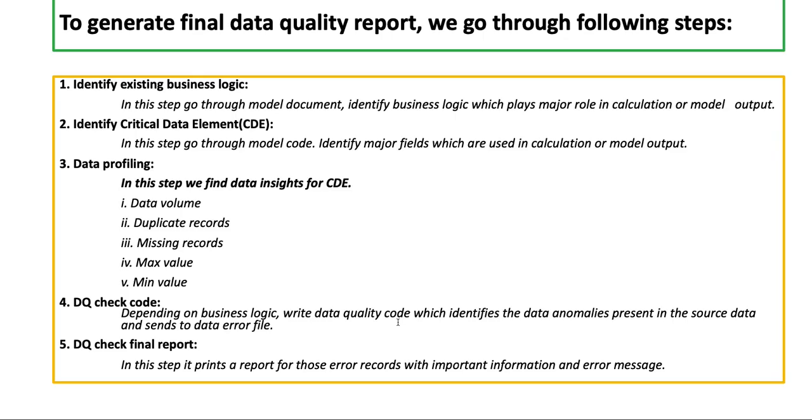To generate the final data quality report, we go through the following steps. Number 1. Identify existing business logic. In this step, we go through the model document, identify business logic, which plays major role in calculation or model output. Number 2. Identify critical data element, that is CDE. In this step, we go through the model code, identify major fields which are used in calculation or model output.